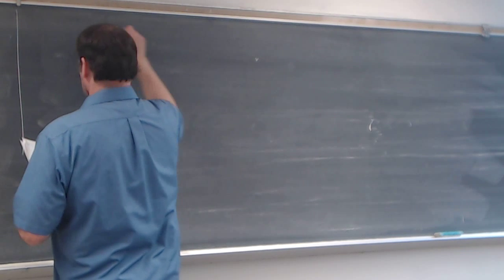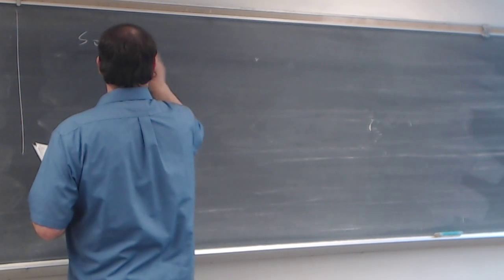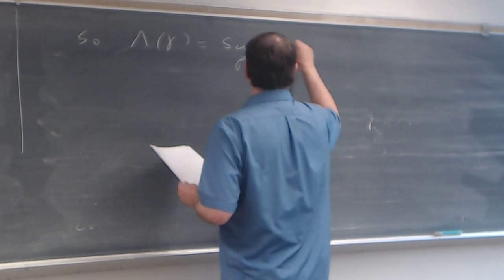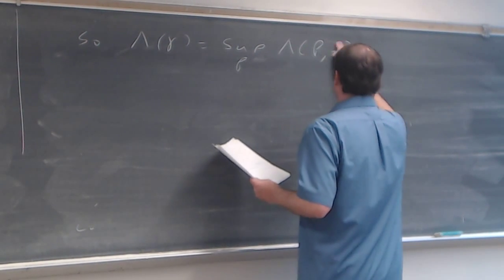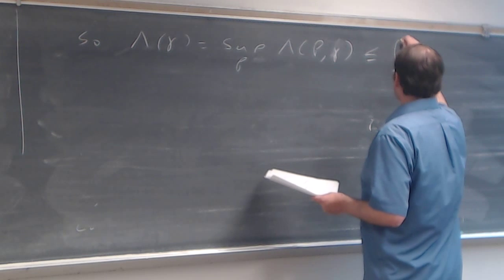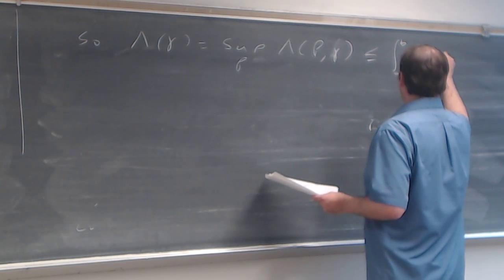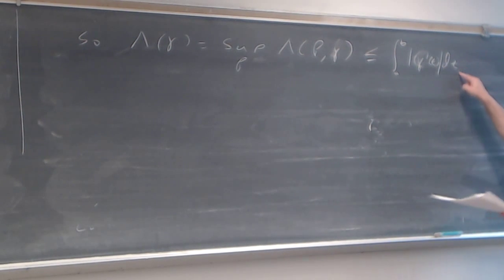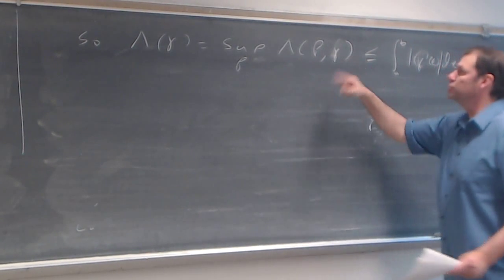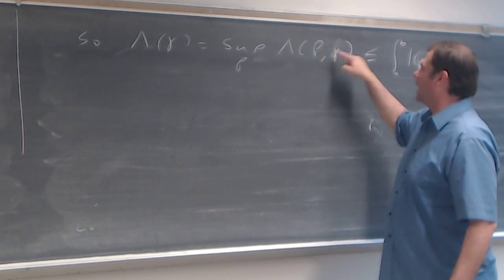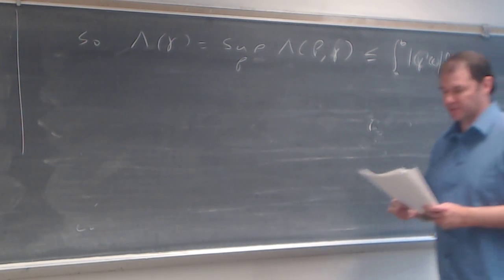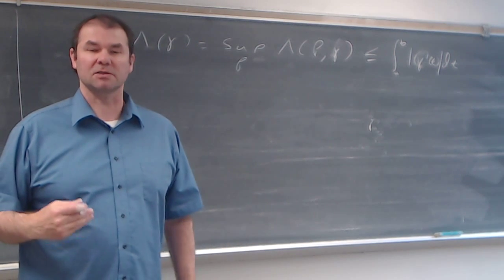So what this tells us is that the length of gamma, which equals the sup over all these partitions of these lengths with respect to these partitions of gamma, is going to be less than or equal to the integral from a to b of the norm of gamma prime of t dt. This was a bound for each one of the partitions. So it's an upper bound for the set of all these lambda of P gammas. So the sup of it is definitely going to be less than or equal to that. So that's one of the parts of the inequality that we're looking to show.